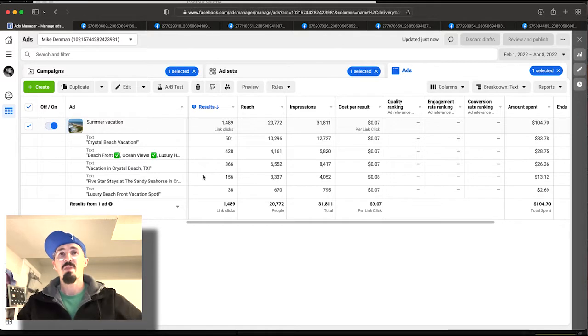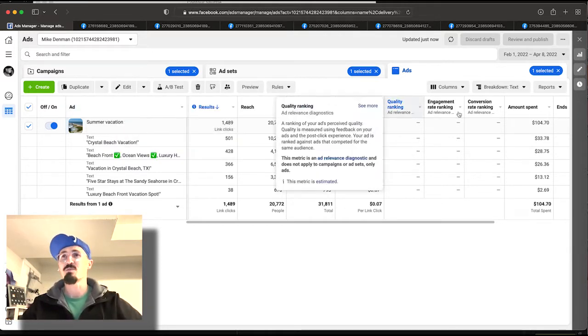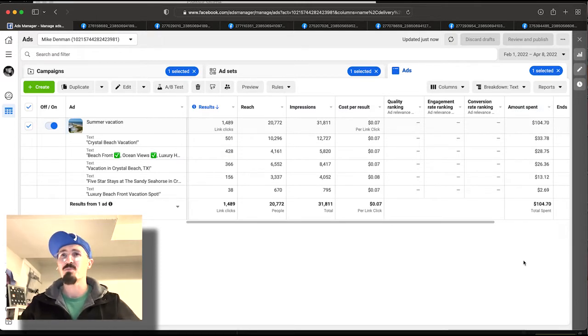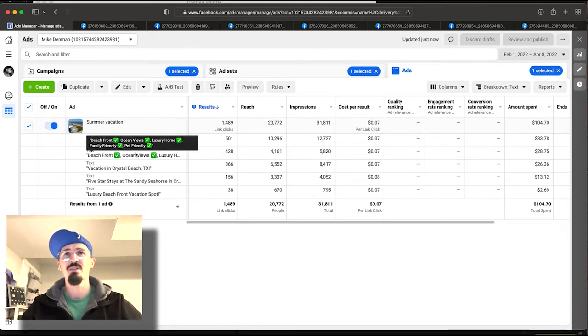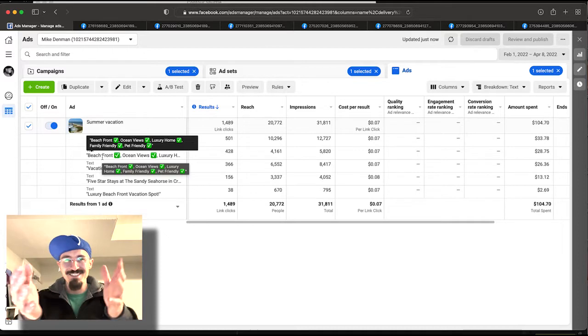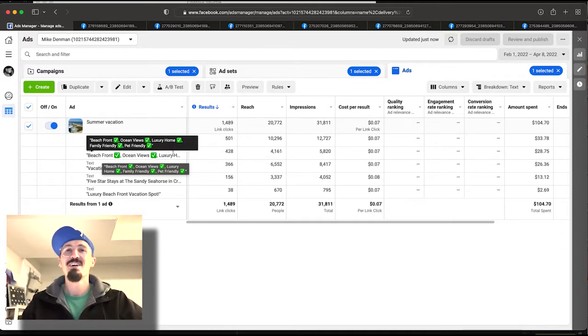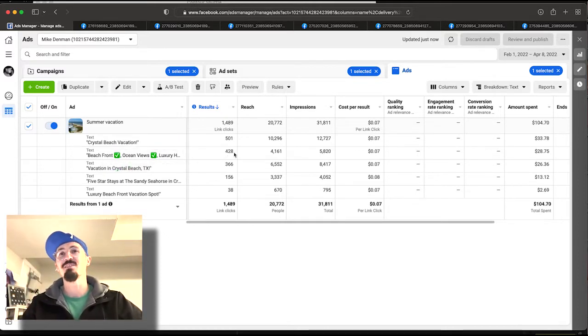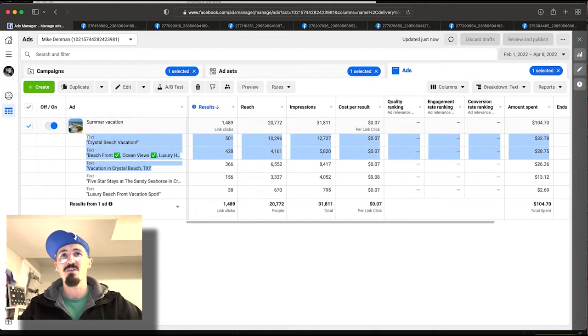Now, check this out. So here's the ad, here's the results, here's the reach, impressions, cost per amount spent, all that stuff. I spent about $100. So I did find that Crystal Beach Vacation was number one with 500 clicks. The text, the beach front, look at this, it's got all the emojis, people love that. So that's a 428, so I'm definitely going to keep that tactic. And then Vacation in Crystal Beach, I love that, 366, that's absolutely going to be something I have to keep. It definitely is a winning combination.